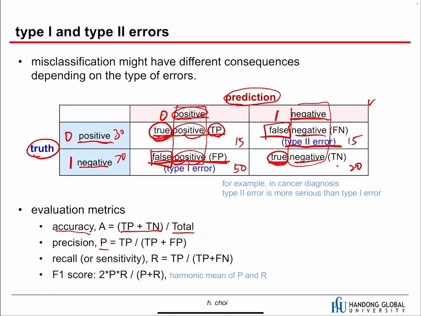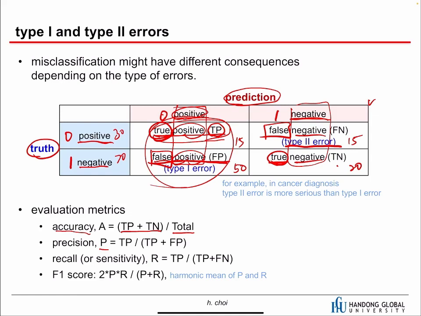And precision is TP over TP plus FP. So this one is the numerator and this one is the denominator. Okay, so the precision says when the model says it is positive, then how accurate it is.